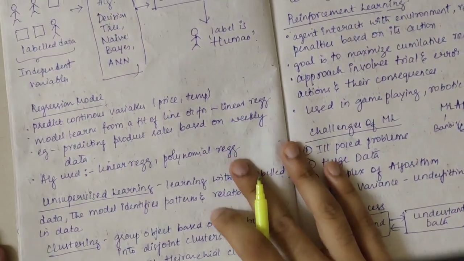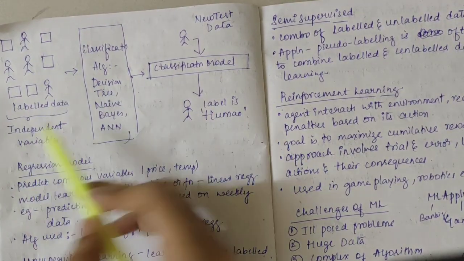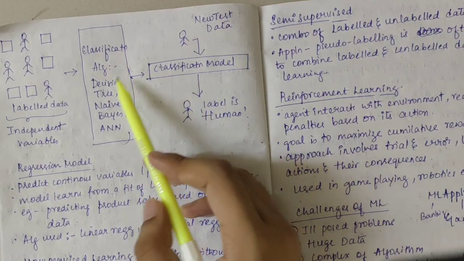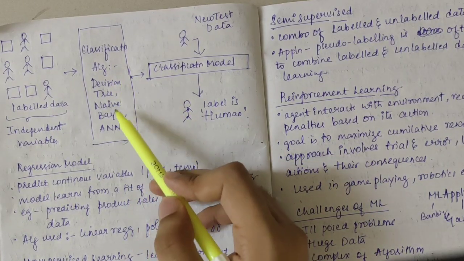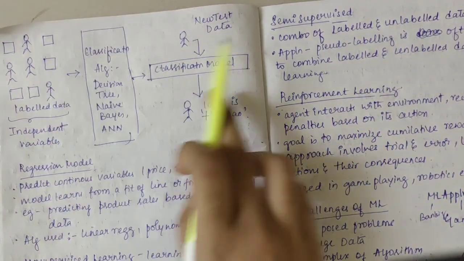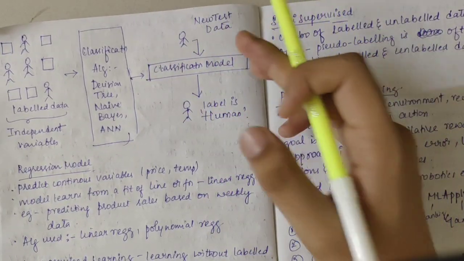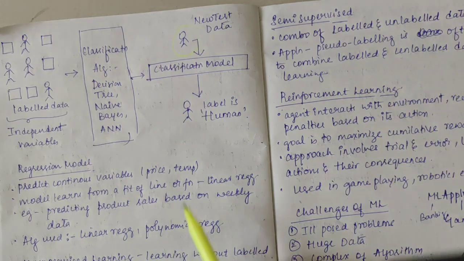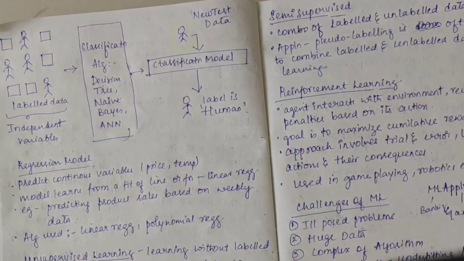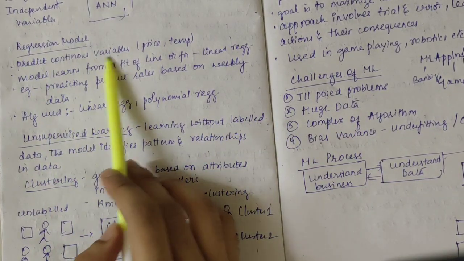Now let's look at the example. Here I have the labeled data, which are considered independent variables. There are boxes and humans. Through a classification algorithm, which could be decision tree, naive Bayes, artificial neural networks and many others, we generate a model. After generating the model, you give an input, that is the new test data, and based on this test data, it will be labeled as a human or a box. That is the simple definition of it. Next, we have the regression model. It predicts continuous variables.